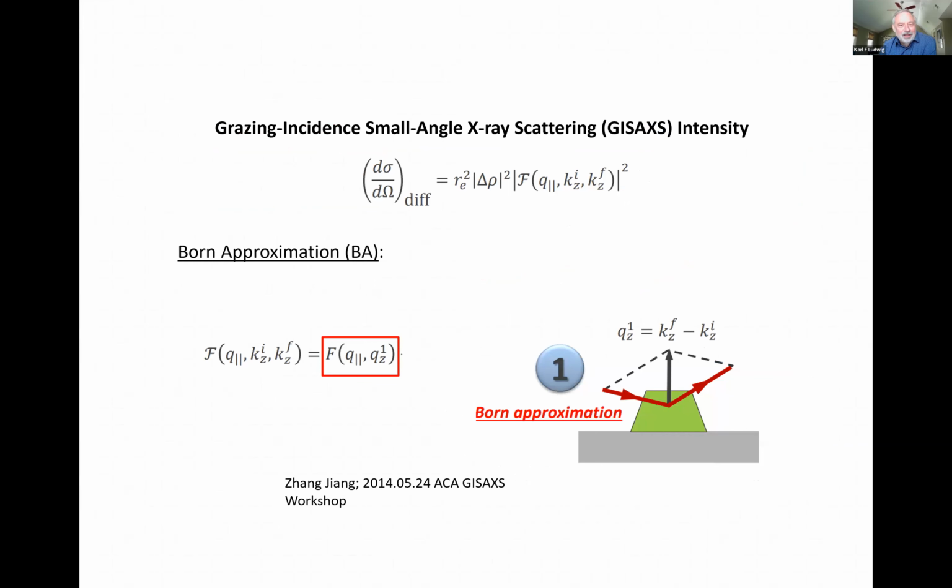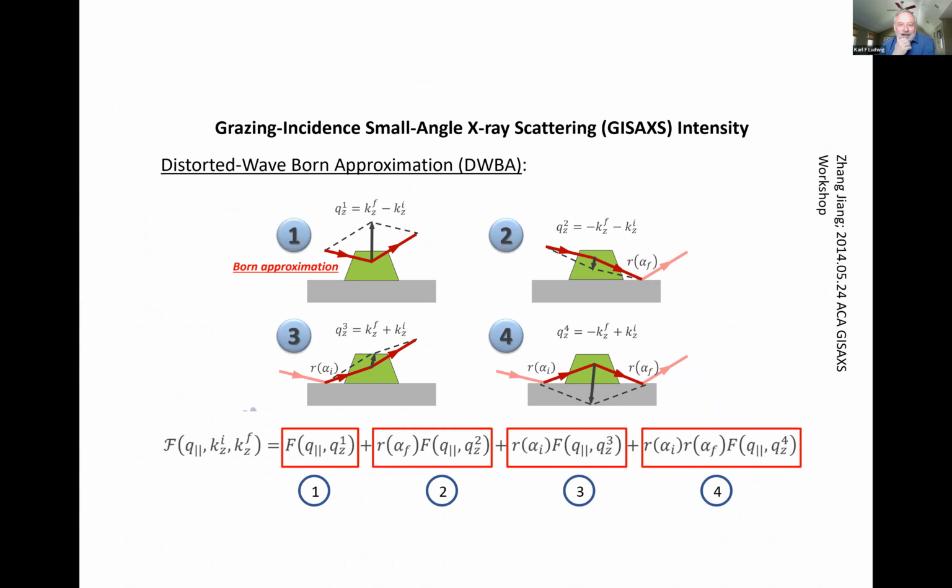These are some slides I threw in just to give another perspective on the discussions we've been having this morning. Of course, if we have just a single scattering approximation, the Born approximation, and I'm taking these figures from one of Zhang Jiang's talks, then we simply have the Fourier transform of our sample. But in the grazing-incidence geometry, we have more complicated processes going on, which we typically try to describe by the distorted wave Born approximation.